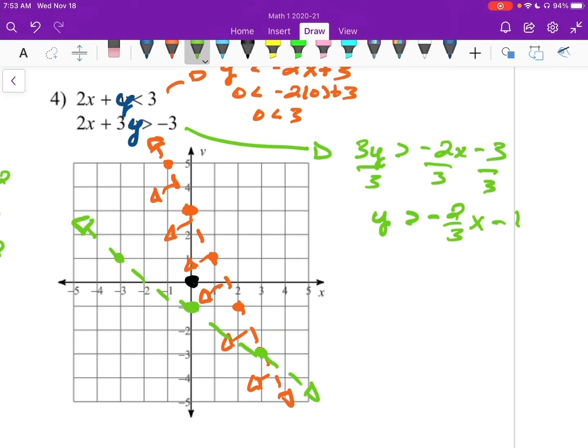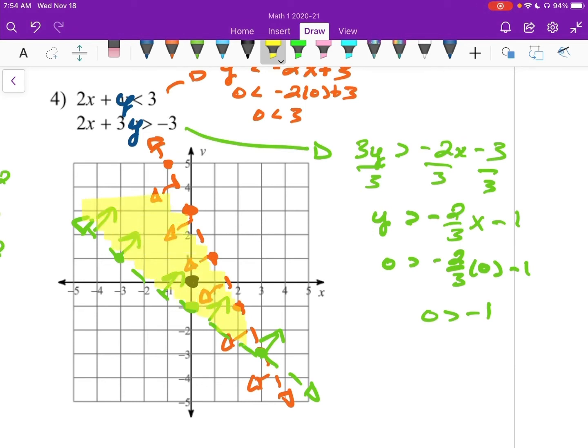And now I need to plug in the point 0, 0. So I say, well, 0 is bigger than -2/3 times 0 minus 1. So 0 is bigger than -1. And that's a true statement. 0 is bigger than -1. So I'm going to shade towards the origin. This one we can see right over here that we're going to be shading this sliver in there. Just like that.